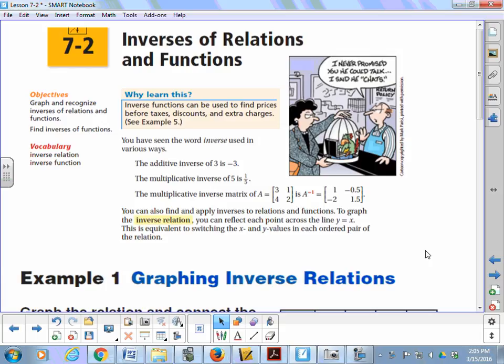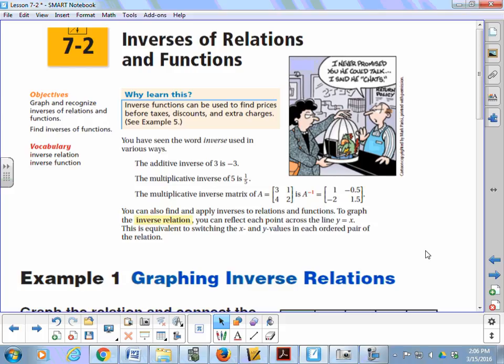Of relations and functions. The reason for this is you have situations where maybe you have a formula for how many shoes you sell to make a profit, and then the question might be, well, how much profit do you want to make, so you need to determine how many shoes you need to sell. And we would use the inverse operations for that.